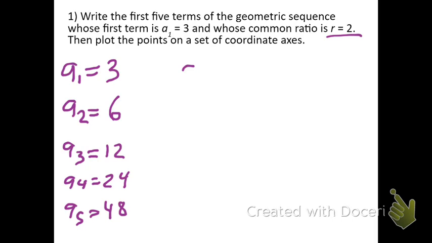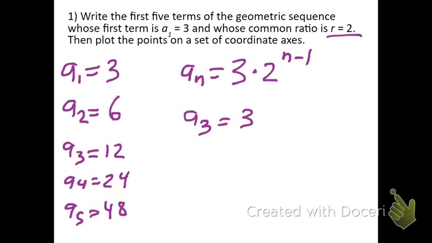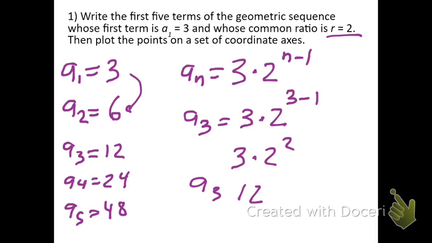If you wrote the nth term formula to do that, it'd be the first term, which is 3, times the common ratio, 2, to the n minus 1 power. So you can leave it like that. And then if you wanted to find the third term directly without having to find the second term first in a recursive way, you would plug 3 in for n, and you get 3 times 2 squared, 3 times 4 is 12. Done.